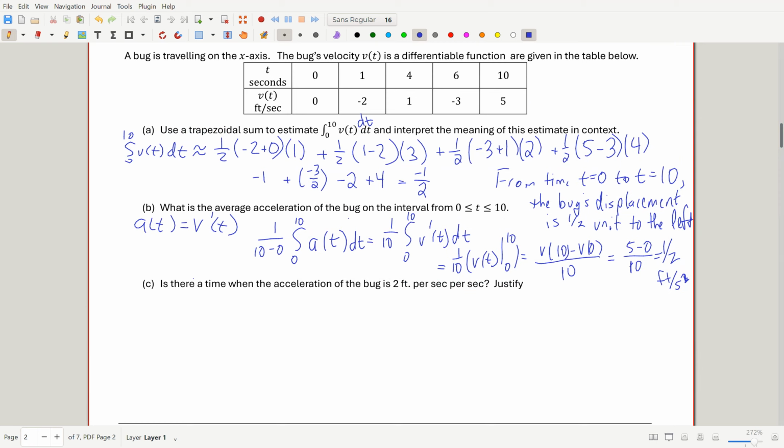Is there a time when the acceleration of the bug is 2 feet per second? Justify. No, justify your answer, but just justify, period. It all means the same thing. Little blast from the past here. Yes, by the MVT, right?